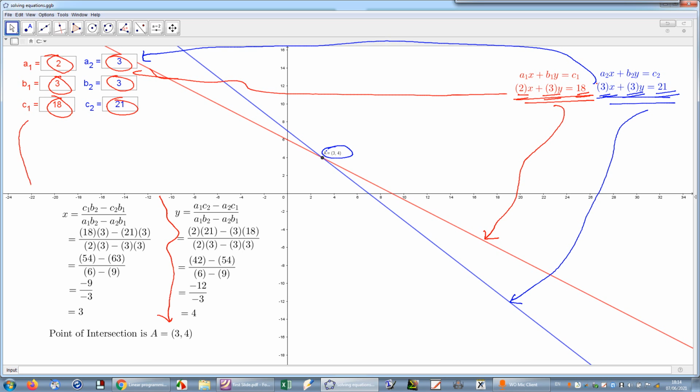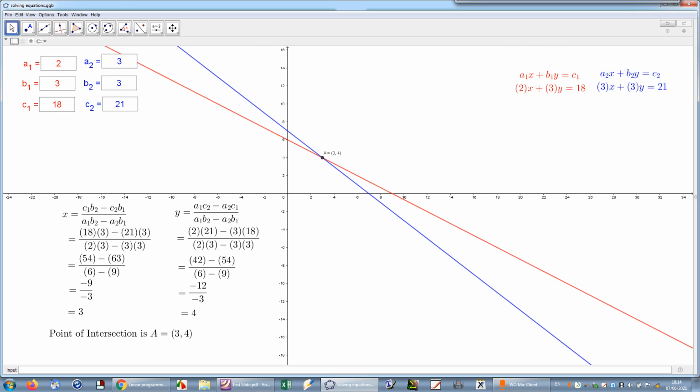So on substituting these values of A1, B1, C1 and A2, B2, C2, you can find that the value of X comes as 3 and the value of Y comes as 4. So it means that (3, 4) is the intersection point. Geometrically, it is possible to verify this. So this is point 3 and this is point 4, so we get that the intersection point has coordinates 3 and 4.